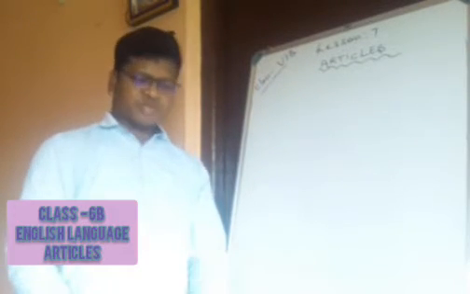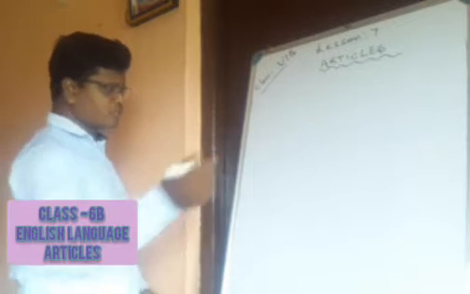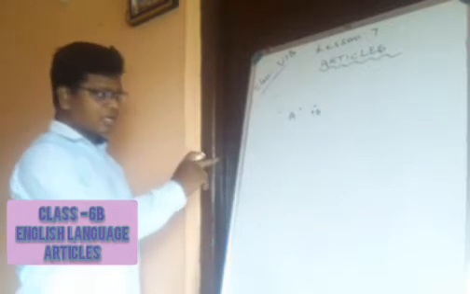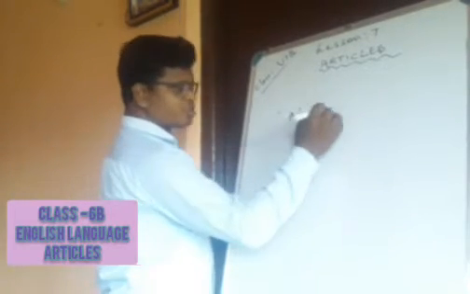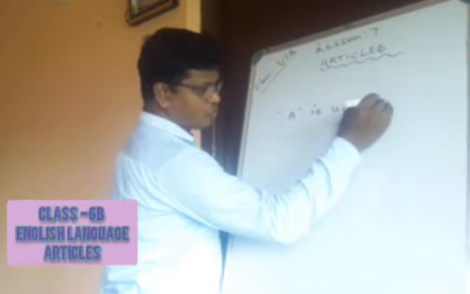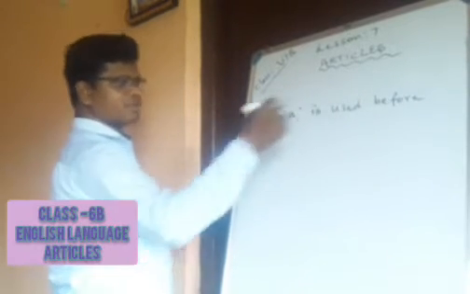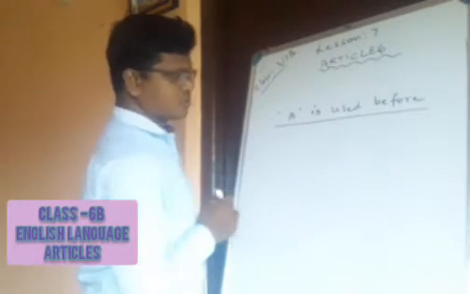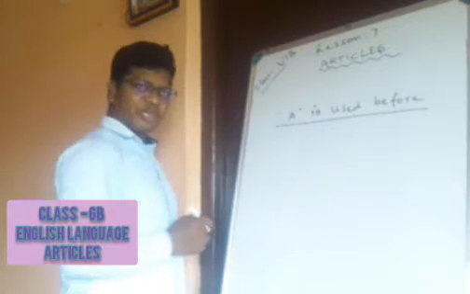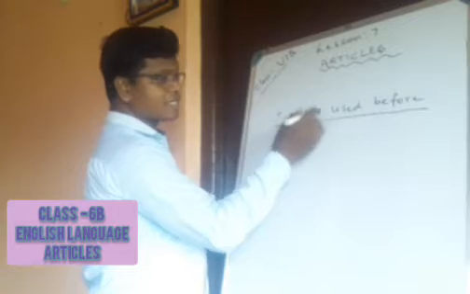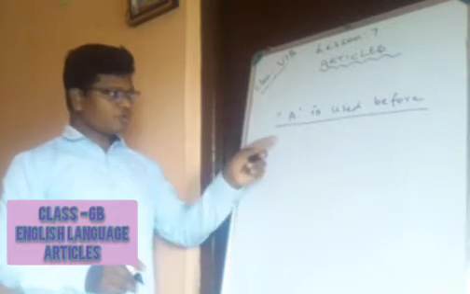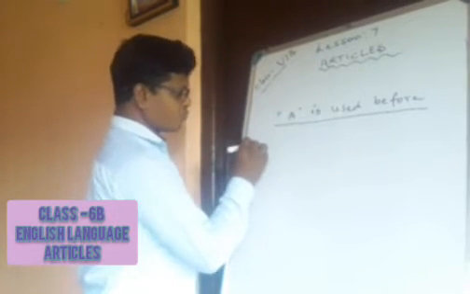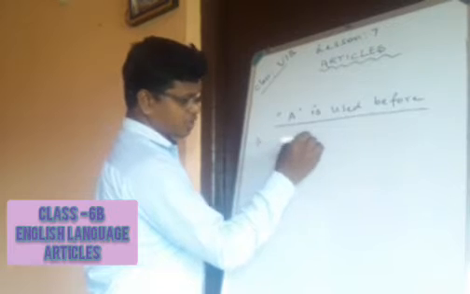As I've already told you, let me write, you can also write this way. Otherwise, every time you have to write usage of a. So in order to avoid that, we can simply write like this, then underline this. Instead of writing usage of a, we'll better write a is used before. So a is used before what? The first thing which all of us know is that it is used before a consonant.